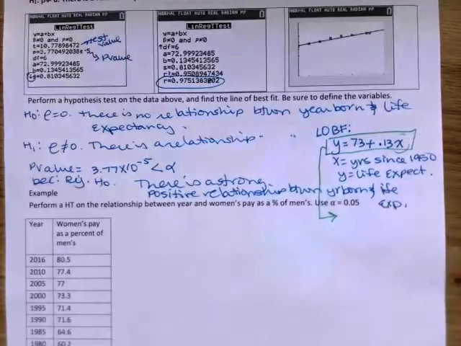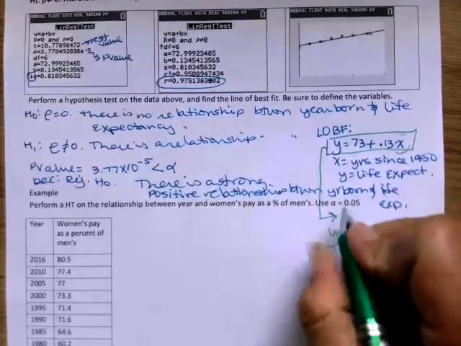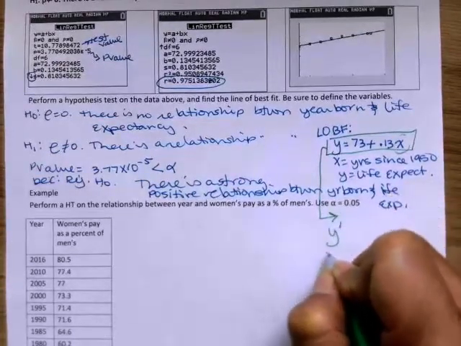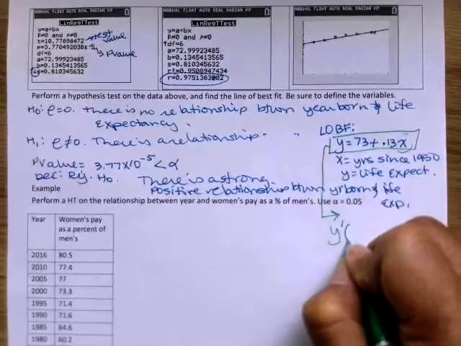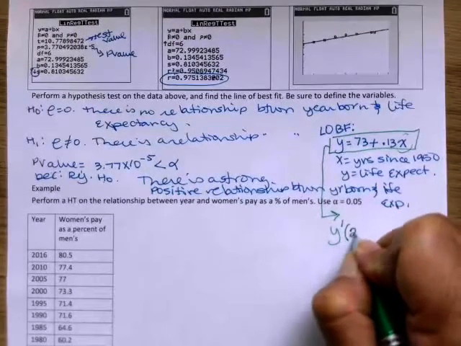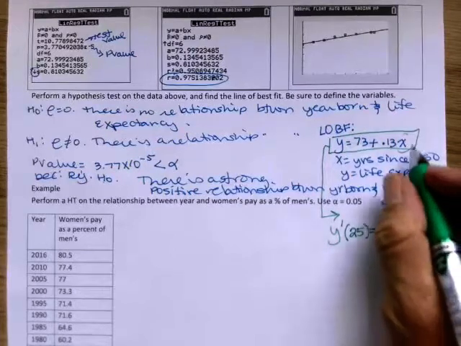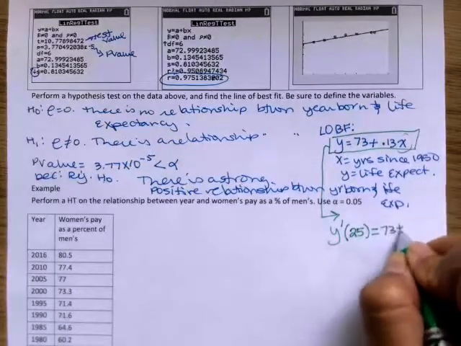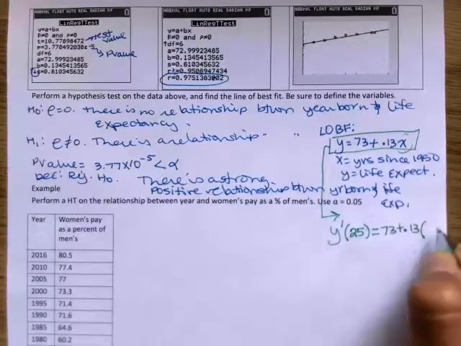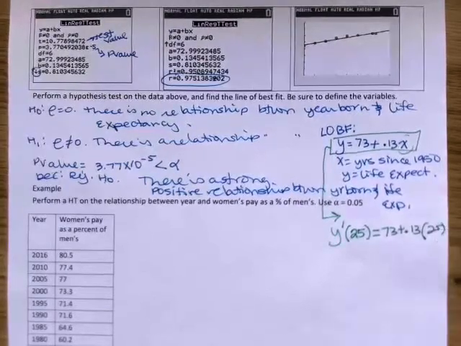Okay? And then that would be your prediction. So you could do a Y prime of 25 if you were born in 1975, and you would do 73 plus 0.13 times 25.